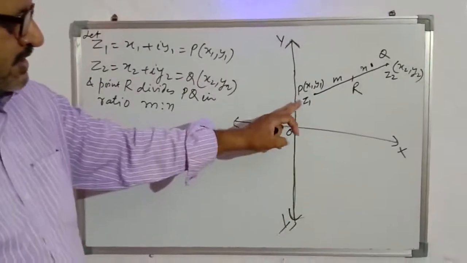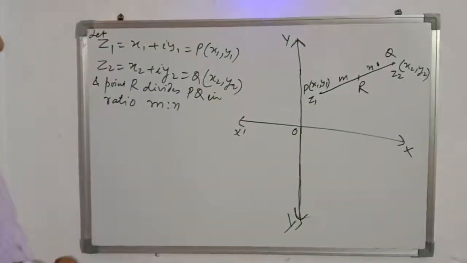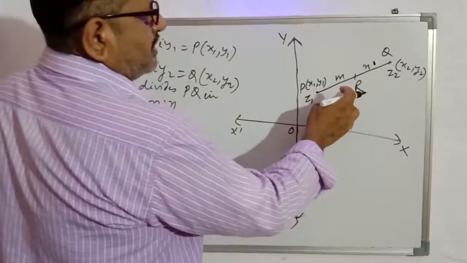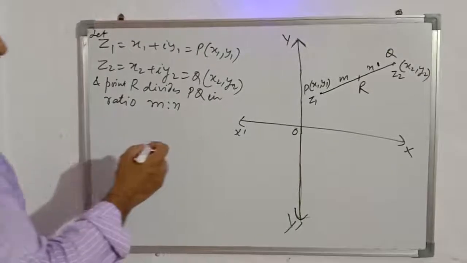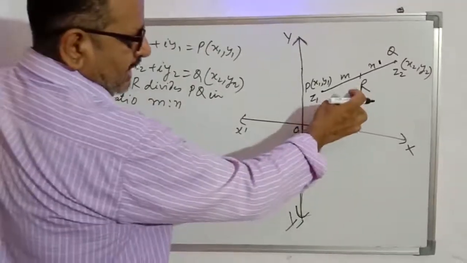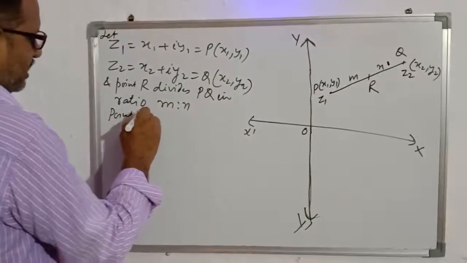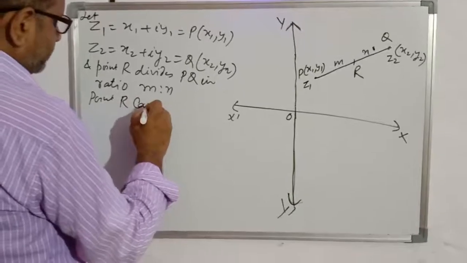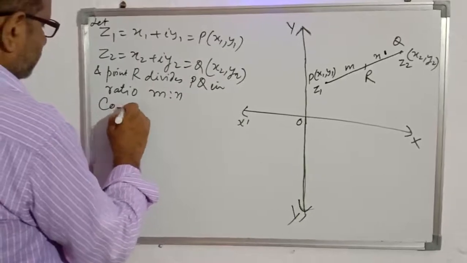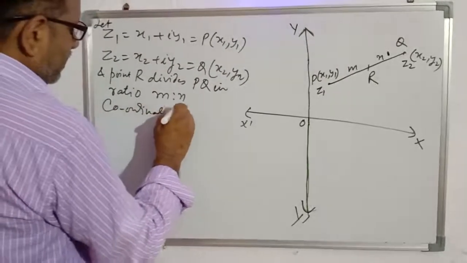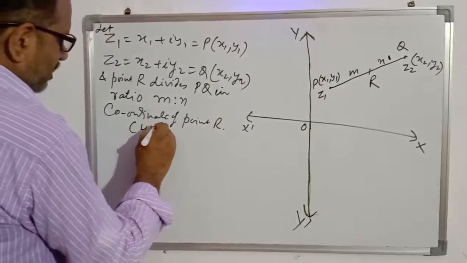Point P represents complex number Z1. Point Q represents complex number Z2. So which complex number will represent the point R? We have to find out. Using the section formula, we can write the coordinates of point R.